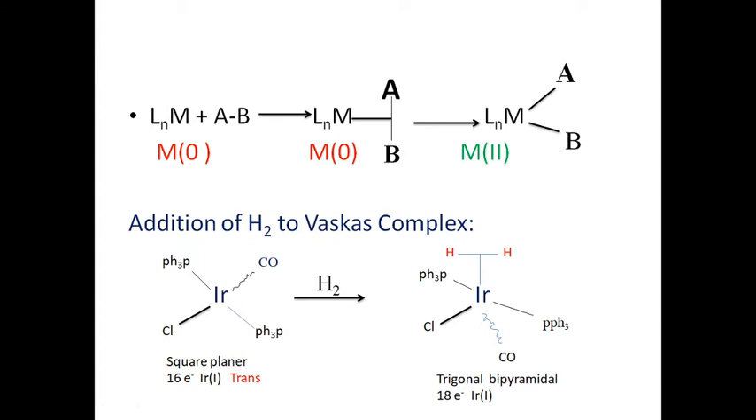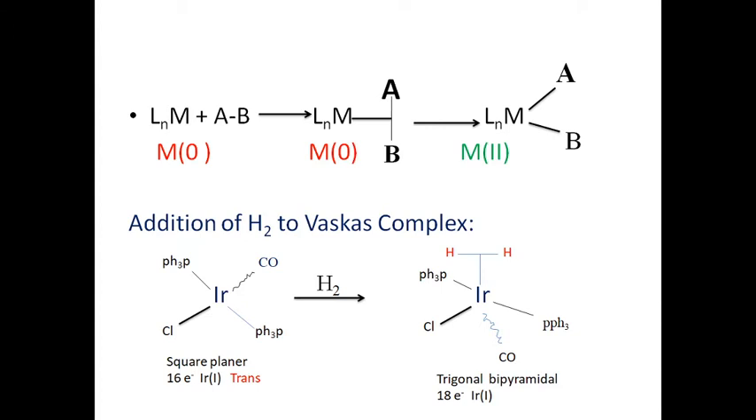Now, H2 is added to this complex. Now see, a sigma bond is formed. See here, the new sigma bond is formed by donation of electrons, and the electron count is here again 18 electron count, and this complex has trigonal bipyramidal geometry, but iridium is in the +1 oxidation state.